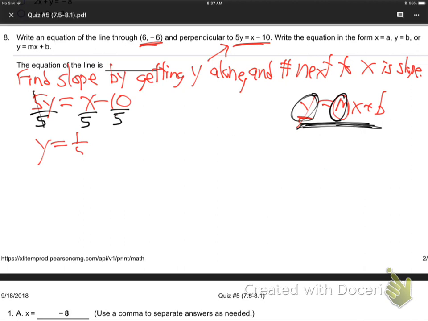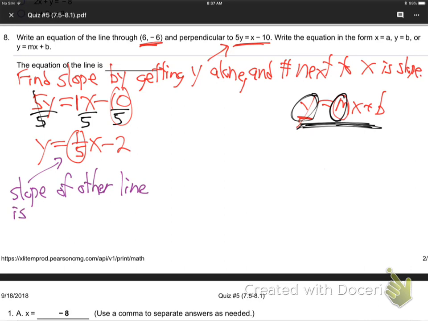So what do we got? y equals 1/5 x minus 2. Right, because there's a 1 on the top here. That's the same as 1/5 x. And 10 divided by 5 is 2. All right, so I got y alone. What's the slope? There's the slope, but careful. This is a really tricky one. The slope of this other line is 1/5. See, that's not our equation. We're going to find our equation in a minute. This is some other line's equation, and our line is perpendicular to that.